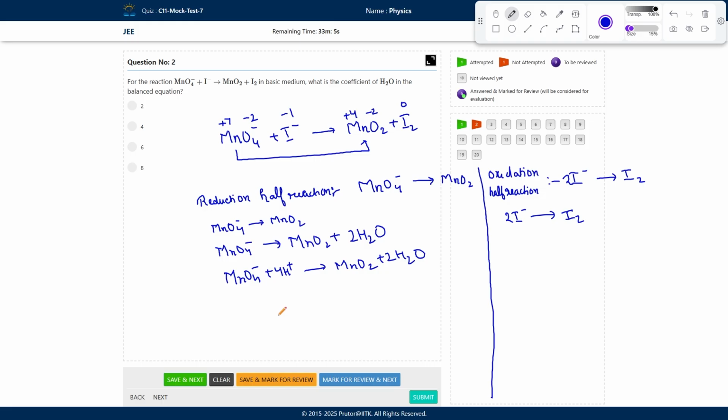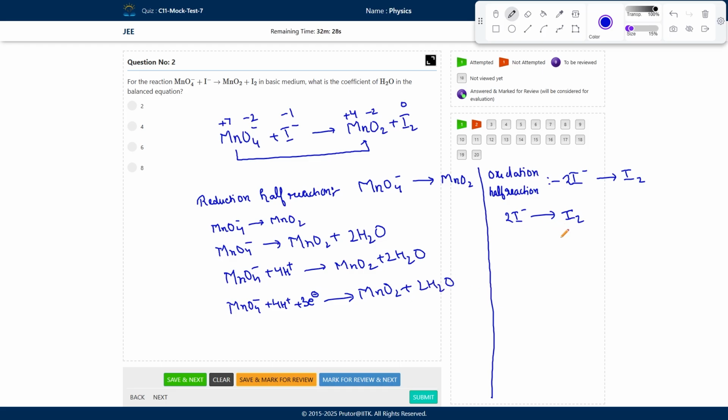It is to balance charge. How will we balance the charge? If you look at the left hand side, we have a 3 positive charge. Why? Because 1 negative charge is coming from MnO4 minus and 4 positive charges from H plus. So 4 minus 1, that means 3 positive charge. Now to balance the charge, we have to add 3 electrons onto the left hand side, giving MnO2 and 2H2O.